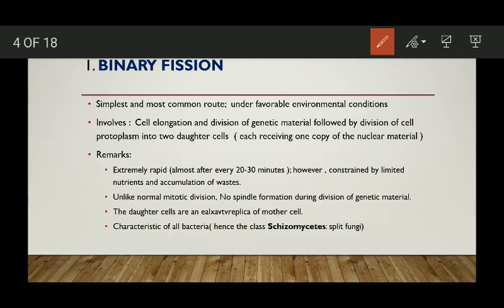Fission occurs in all the bacterial classes and groups, and hence the bacteria have been classified and placed in a single class named Schizomycetes, or you can say split fungi. Fission is characteristic of all bacteria, hence they have been named Schizomycetes.